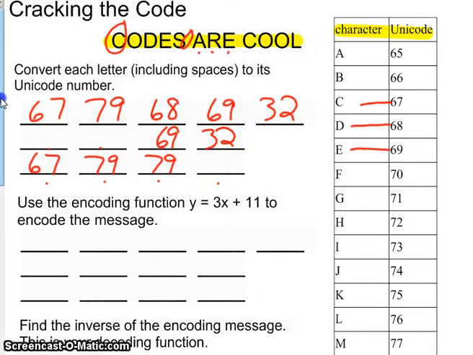Thank you. I'm going to let you find the rest of those codes yourself, and I'm going to move on to the next thing. All right, so here we've got the equation y equals 3x plus 11. That's going to encode my message.